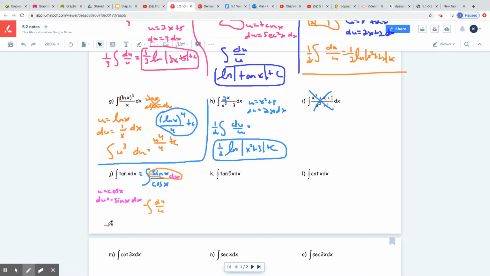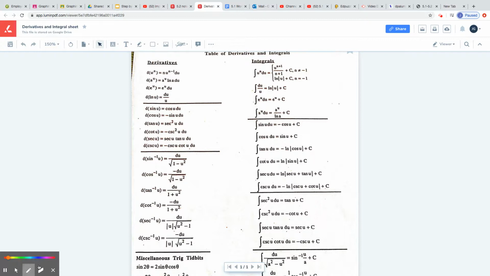So du over u, that is natural log, and notice I have the negative out there, of what's my u? u is cosine x, plus c. Now, the good news is you don't really have to go through and show me all that work because of this wonderful formula sheet. Look what we have here. The integral of tangent is negative natural log of cosine u, in this case u is just x, plus c. That's exactly what we proved. But from now on, if you just see the integral of tangent, use this formula.